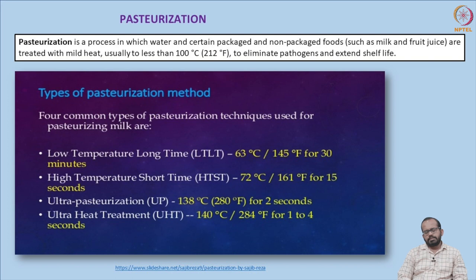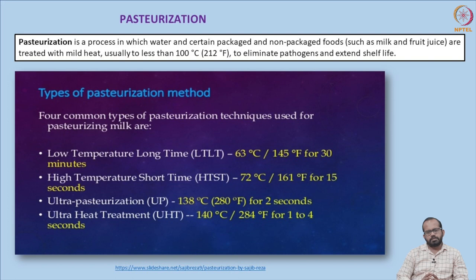Other than heat sterilization, pasteurization is also a heat preservation technique that we use. Pasteurization is a process in which packaged and non-packaged foods such as milk or fruit juice are treated with mild heat, usually to less than 100 degrees Celsius, to eliminate pathogens and extend shelf life. Any temperature above 100 degrees Celsius is called a thermal sterilization temperature, and any temperature below 100 degrees Celsius is generally termed a pasteurization temperature. So there are different kinds of pasteurization methods.